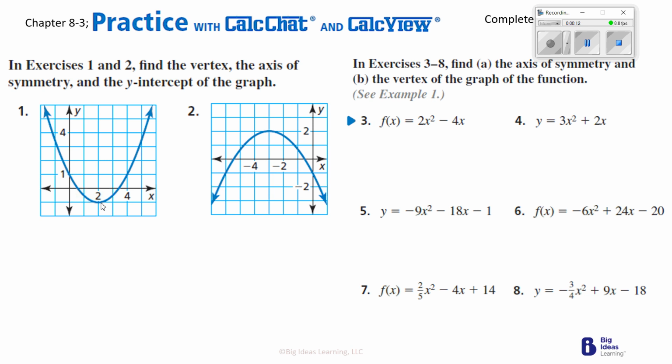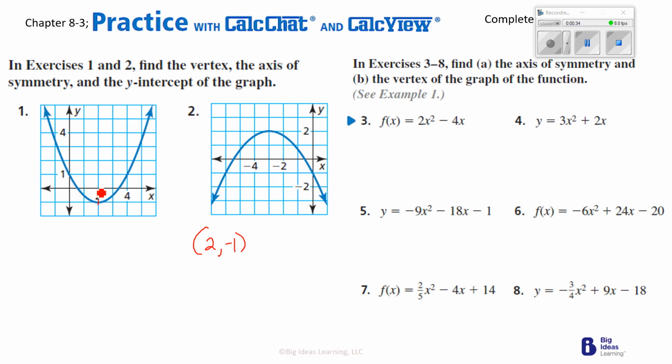Remember, the vertex is where the arch goes in the other direction. So on this particular parabola, we see it's here, and that's at 2 and -1. So I would put 2 and -1 for my vertex.